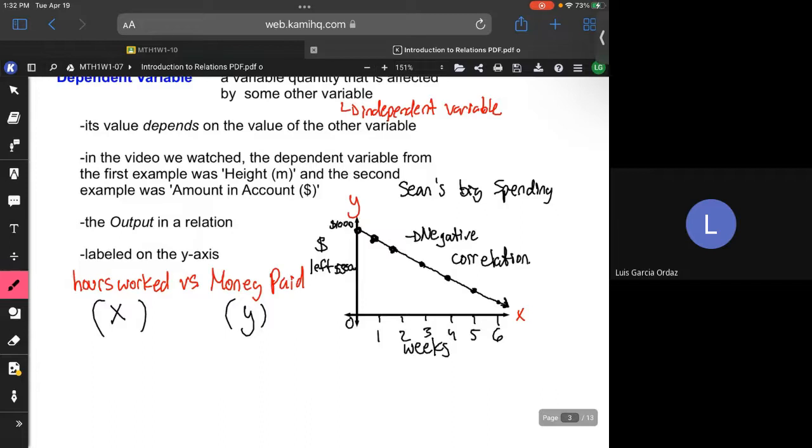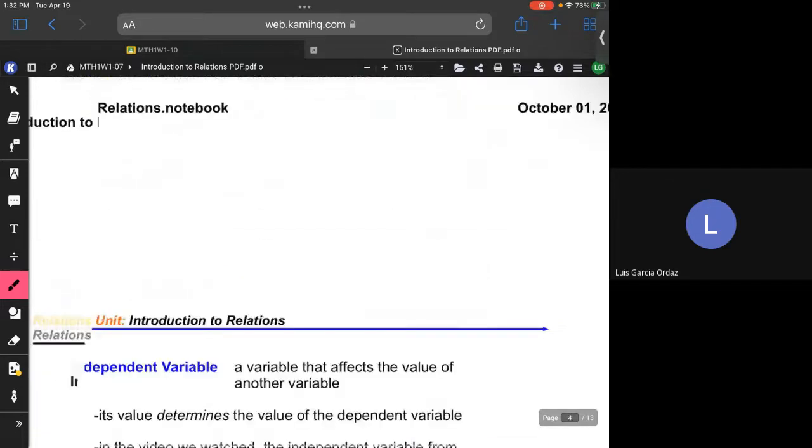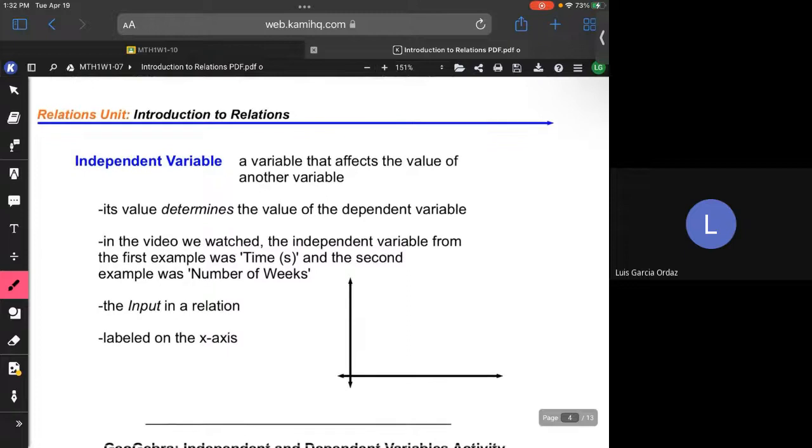Let's move on. I'm not going to go over the independent variable again. Like I said, it's usually time or amount of things sold or anything that's going to have an effect on your dependent variable.